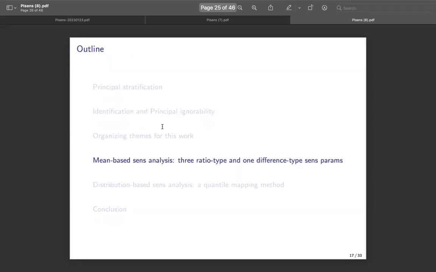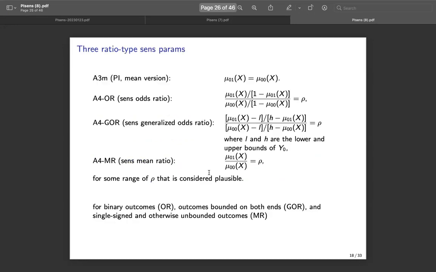In this mean-based sensitivity analysis approach, we are going to use 3 ratio type and 1 difference type sensitivity parameters, just to expand the options that users can choose from. So let's start with the ratio type sensitivity parameters. Recall that the PI assumption, the mean version of it, just says that these two means are equal to each other.